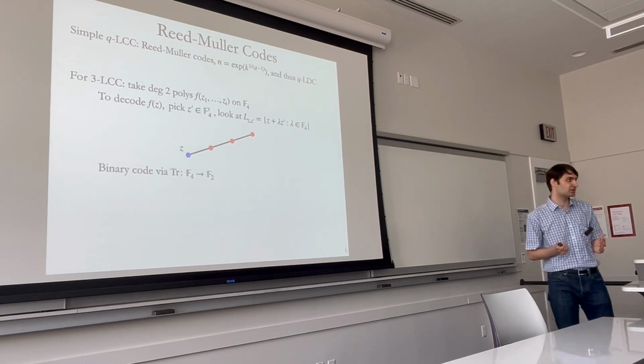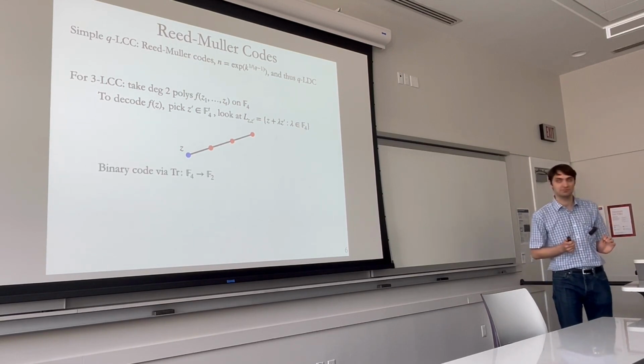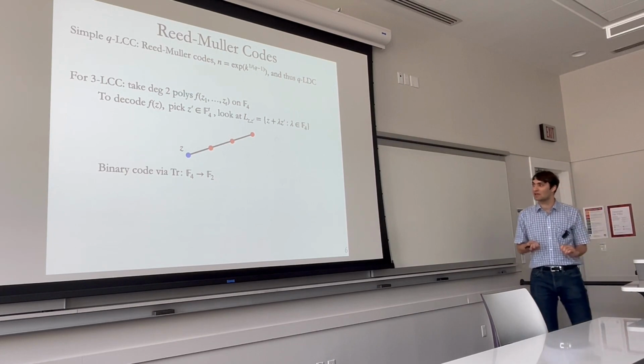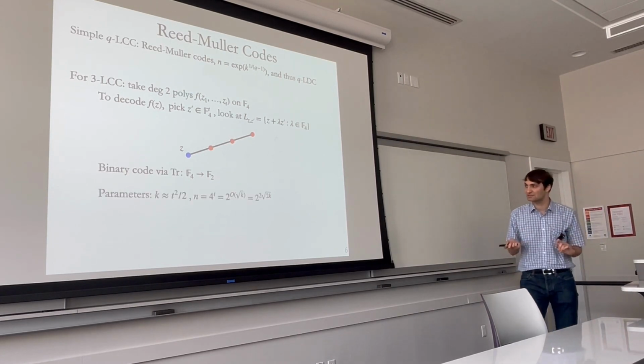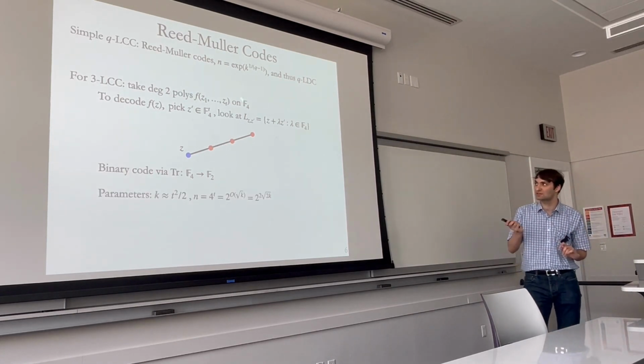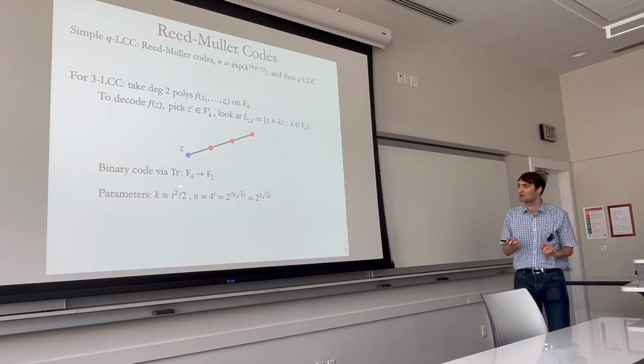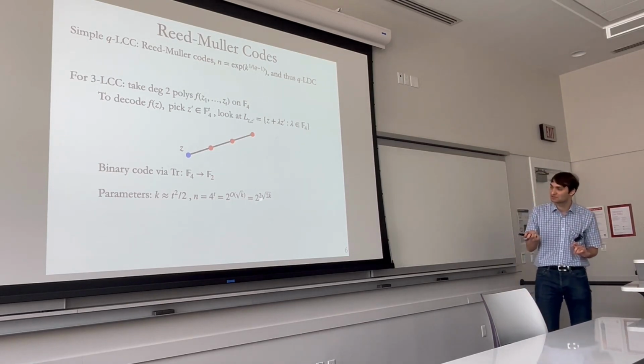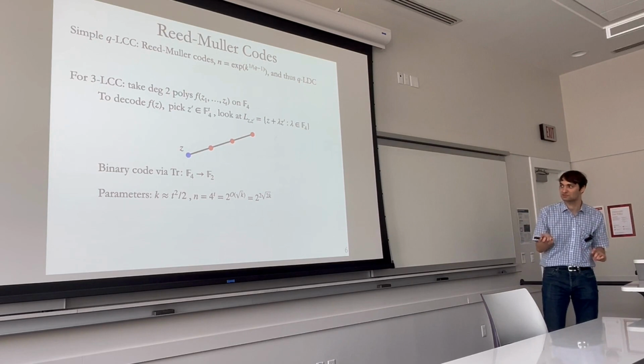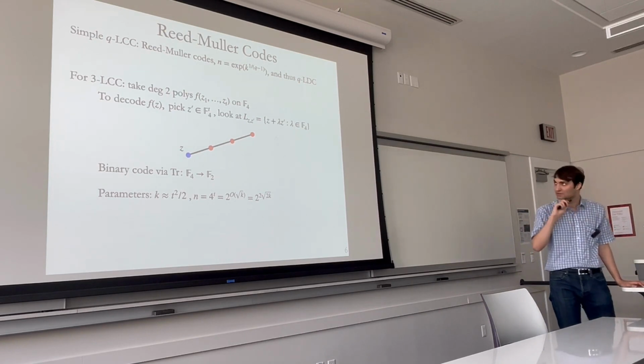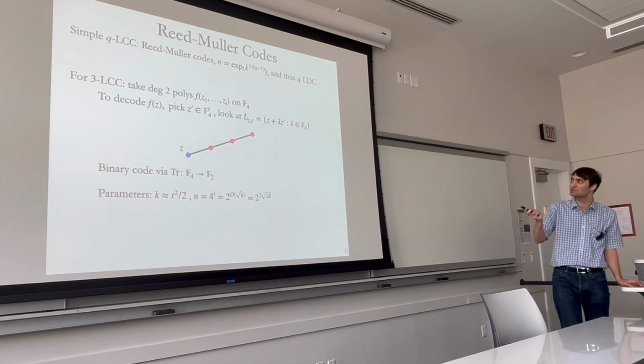And I can get a binary code just by projecting down with the trace map to F2. If I compute the parameters, we'll see that k is about t squared over 2. That's the number of coefficients in this polynomial. And n is 4 to the t, which, if you compute the constant, is like 2 to the 2 root 2k. So that's exactly exponential in k to the 1 over 2.